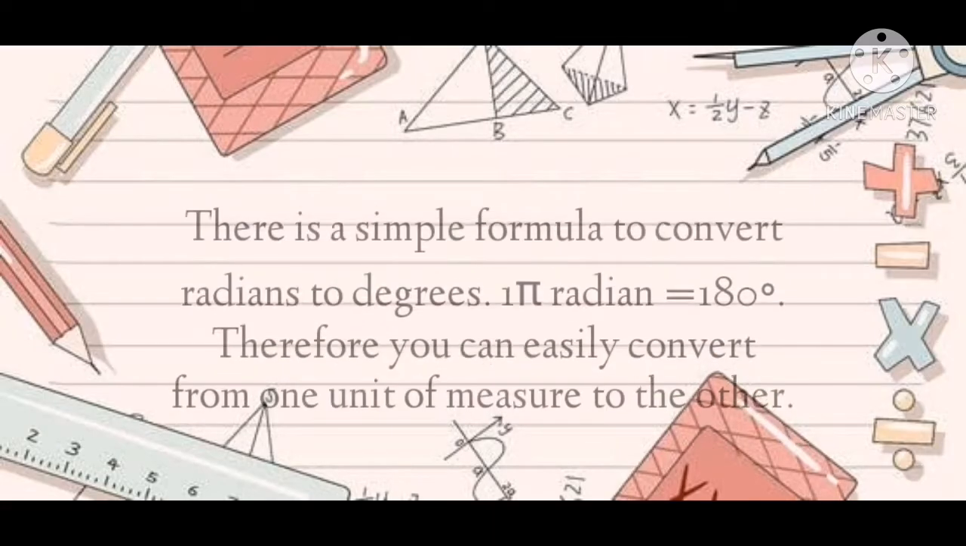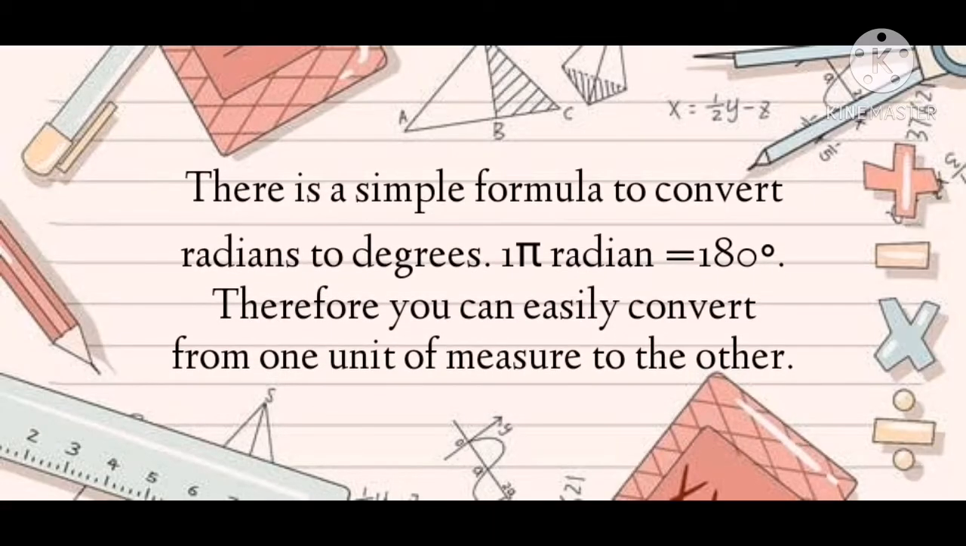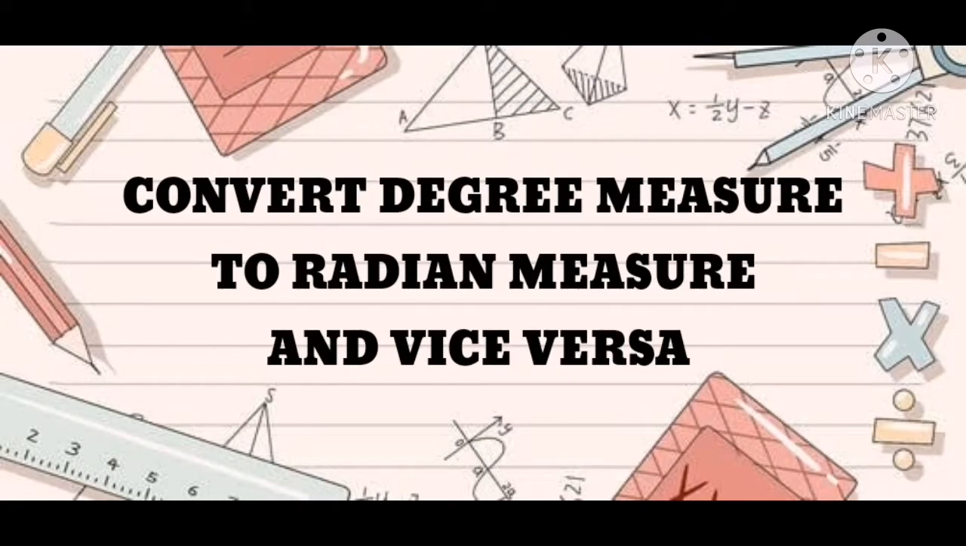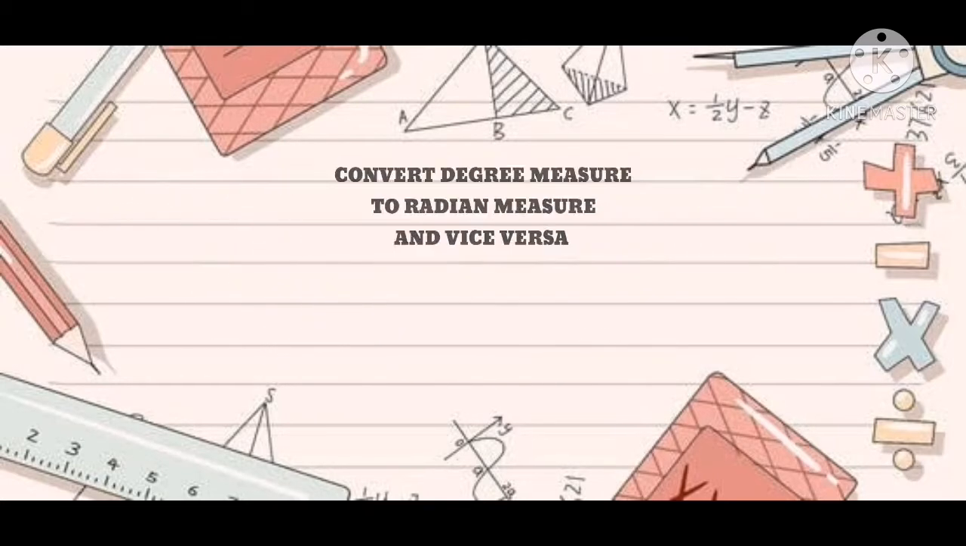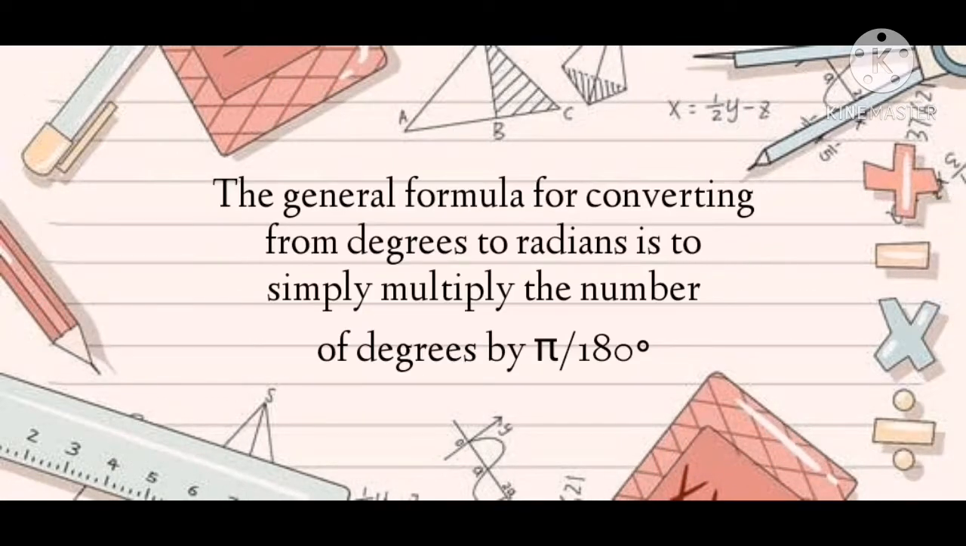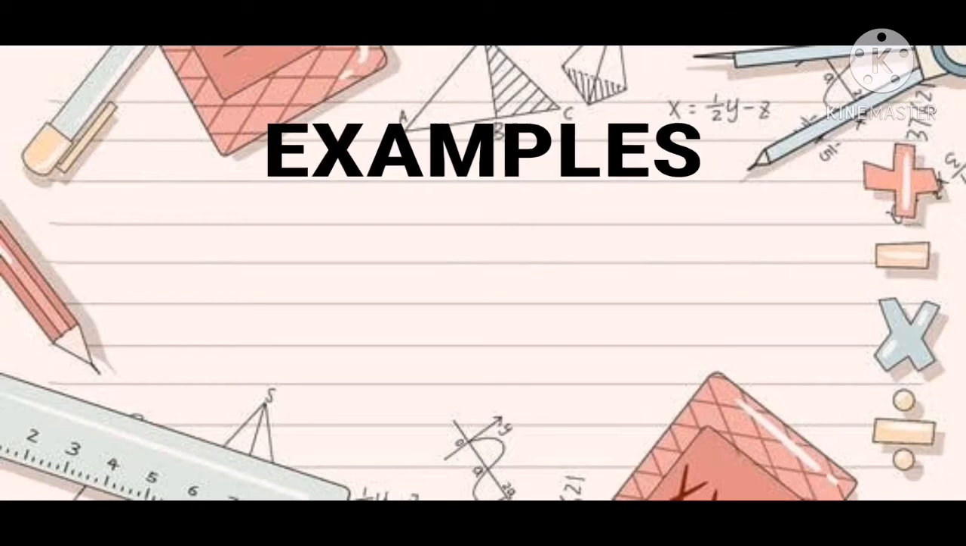There is a simple formula to convert radians to degrees. Pi radians is equal to 180 degrees. Therefore, you can easily convert from one unit of measure to the other. We have here the general formula for converting from degrees to radians. It is just to simply multiply the number of degrees by pi over 180. So let's have some examples.